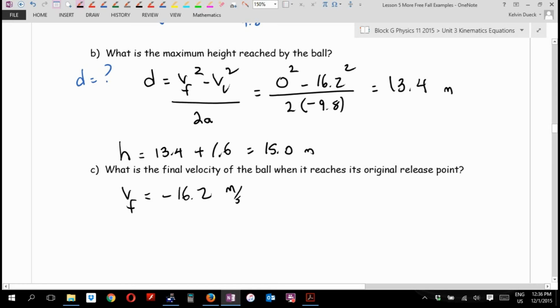Now, if I had said, Cody, what's its velocity when it hits the ground, then I would say, I'll start from the top. What's VI at the top? 0. How far does it travel? Negative 15 meters. A is negative 9.8. I could calculate how fast it hits the ground, but I didn't ask that.